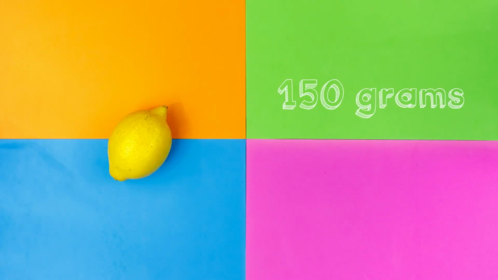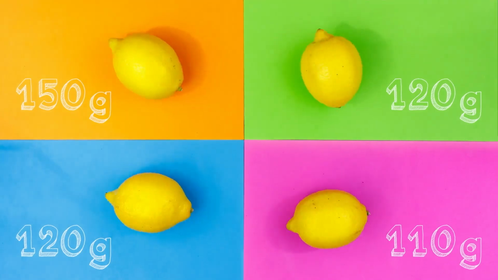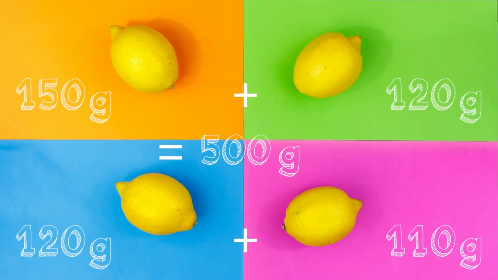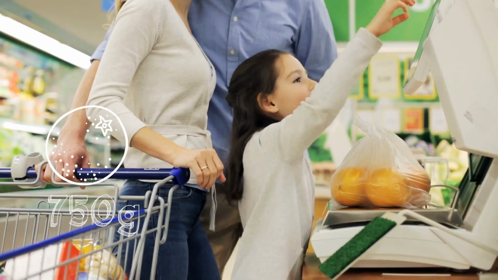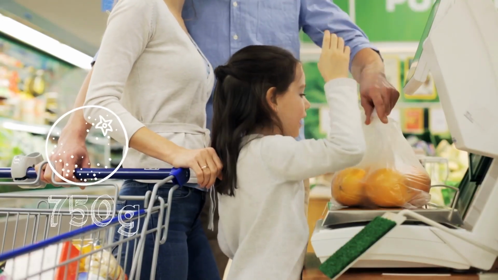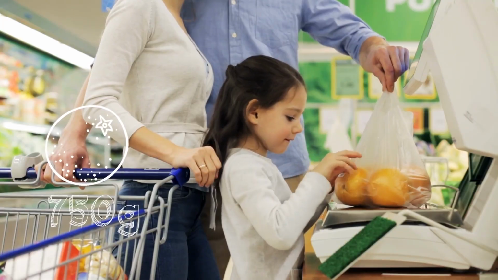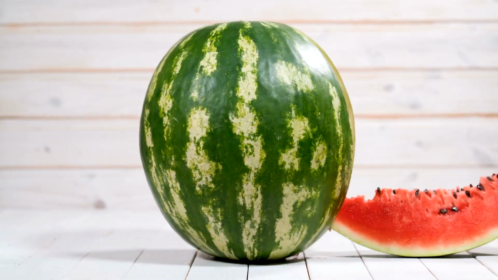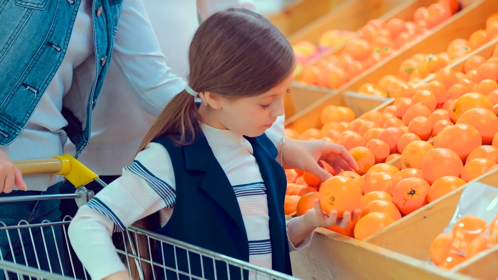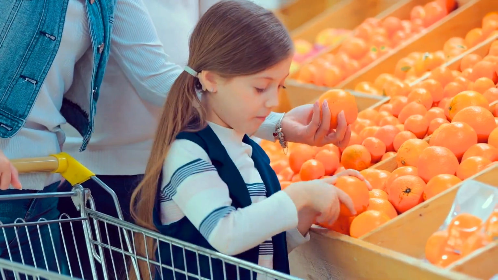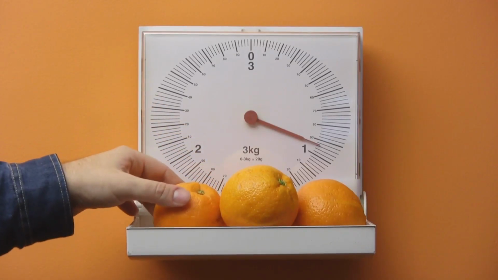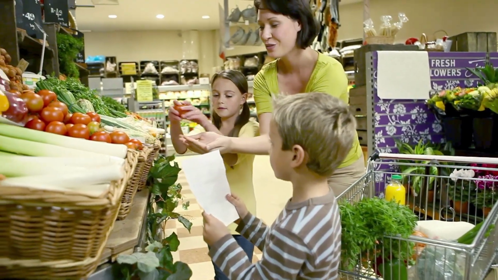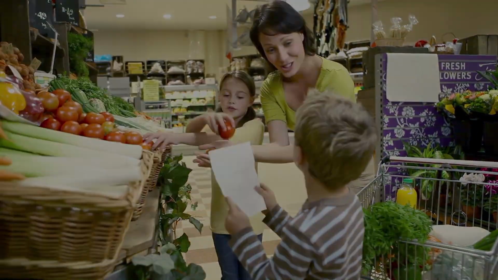This lemon weighs 150 grams. These 4 lemons weigh 500 grams. Would you like 750 grams of oranges? Or 1 big watermelon? We can get fruit and vegetables in different ways. Let's find out more.